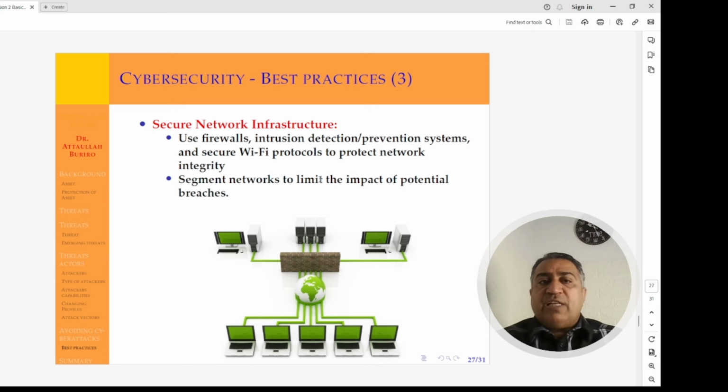Then we should have a secure network infrastructure. A network without firewalls will not be able to save your resources. So use firewalls, intrusion prevention and detection systems, and secure Wi-Fi protocols to protect network integrity. Intrusion detection systems should also be installed.